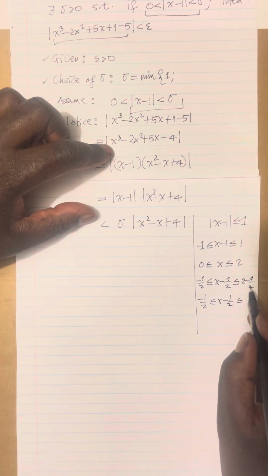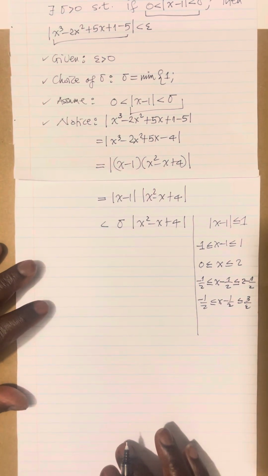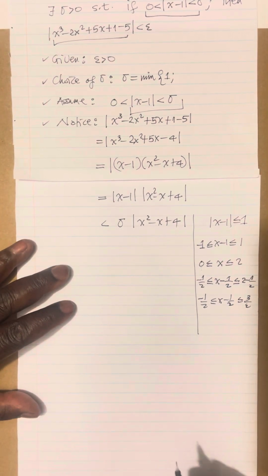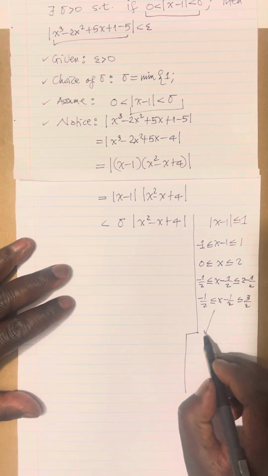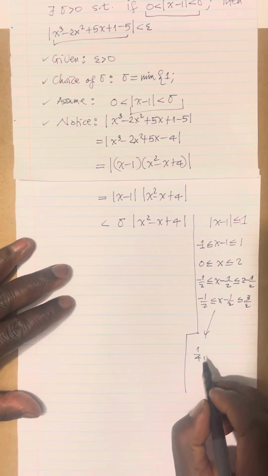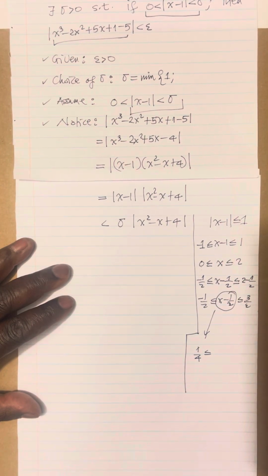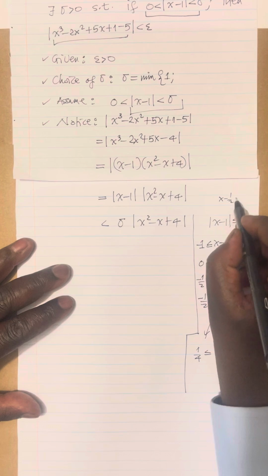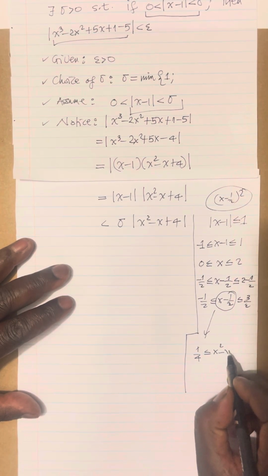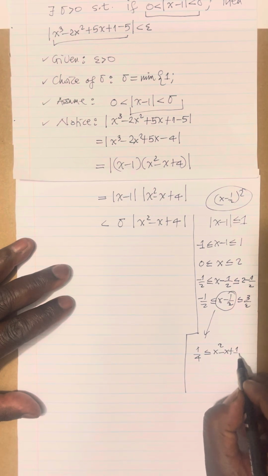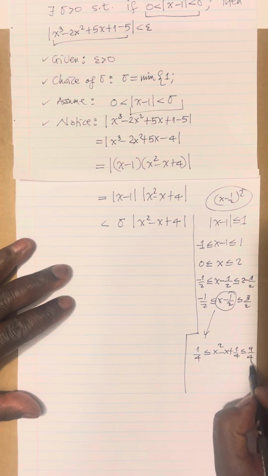Less than or equal to, what is this? This is 3 over 2. Now I have to square that expression. If I square that expression, squaring minus half, I'm going to get 1/4, less than or equal to. If I square this part here, what I mean is if I say x minus half and I square that, this expression gives me x squared minus x plus a quarter, and this will be less than or equal to, if I square that, 9 over 4.